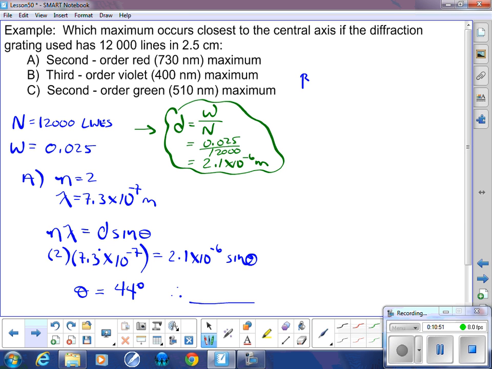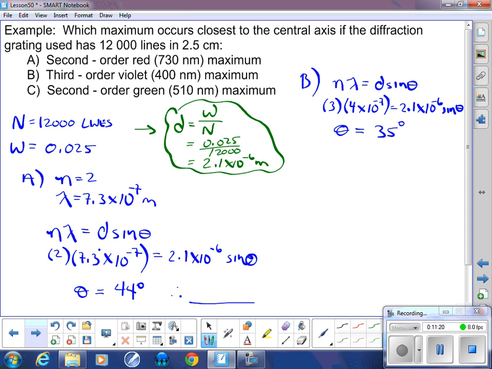B part. We're trying to find which maxima occurs closest, so it's really an A, B, C, D part question. B, same process: n lambda equals d sine theta. Again, third order violet, so 3 times violet, which is 4 times 10 to the negative 7. My d doesn't change, 2.1 times 10 to the negative 6 sine theta. For the violet light, that comes out to be 35 degrees.